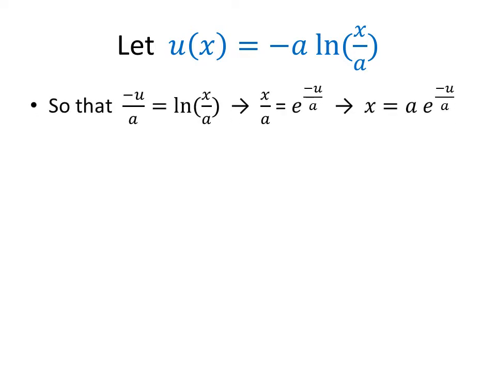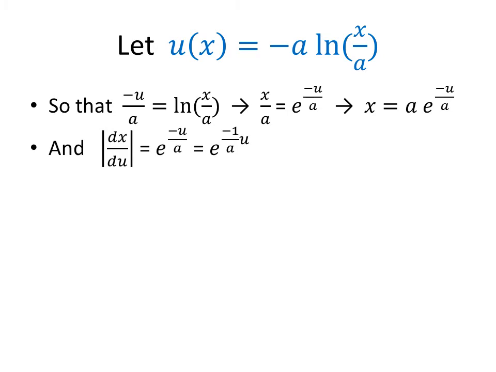Now what we are going to do to find the probability density function of u, our new random variable, is solve for x. Remember, that's the first step in finding g of u. And that's what we're doing here. The first step is to divide both sides of this equation by negative a, and we get this. Using the definition of natural log, we get x over a equal e to the negative u over a, and therefore x is equal to a times e to the negative u over a.